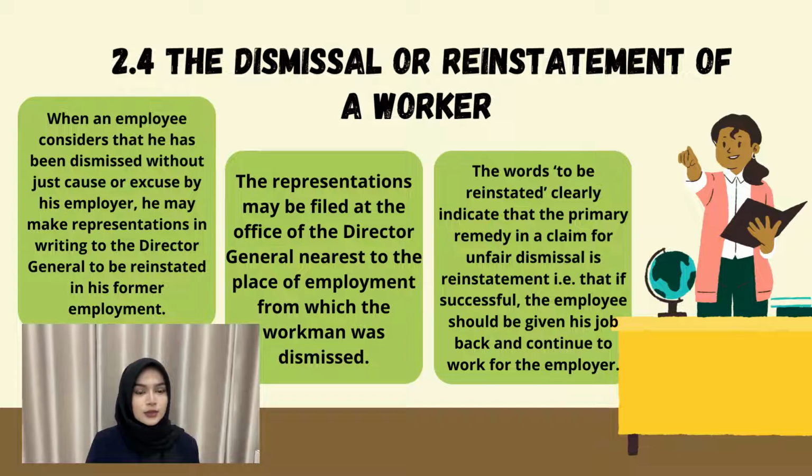Next, the words "to be reinstated" clearly indicate that the primary remedy in a claim for unfair dismissal is reinstatement. As an example, if successful, the employee should be given his job back and continue to work for the employer. The reinstatement remedy means that you will be reinstated to your previous position with your employer from a date between your dismissal and now.